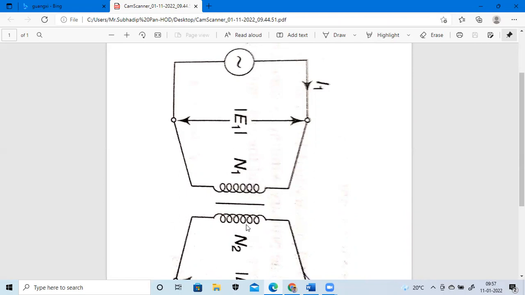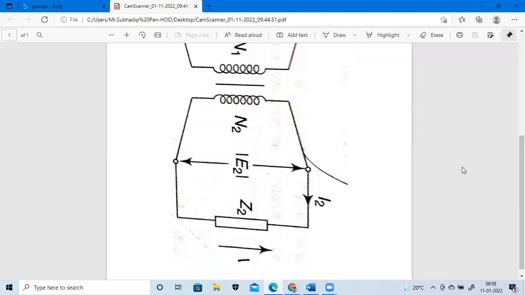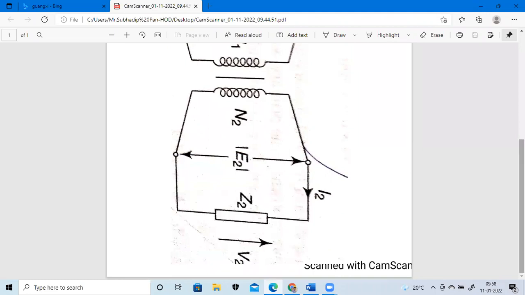N1 and N2 represent the number of turns of the primary and secondary coil. EMF induced is represented by E1 and E2 in the primary and secondary coil, and the supply voltage in the primary side is represented by V1, and current flowing in the primary winding is represented by I1, and in the secondary winding by I2. So these are the basic electrical quantities mentioned here for the primary coil as well as the secondary coil.